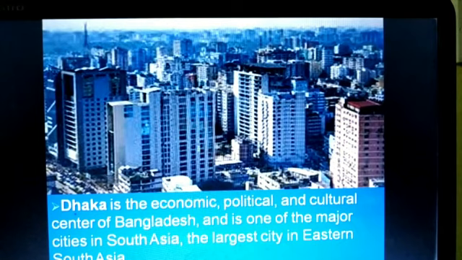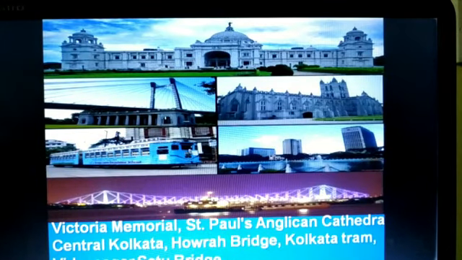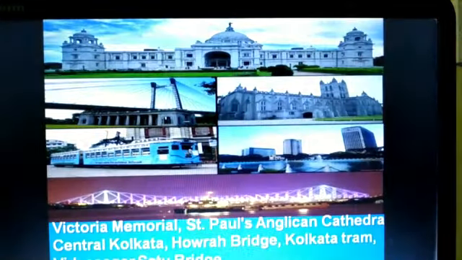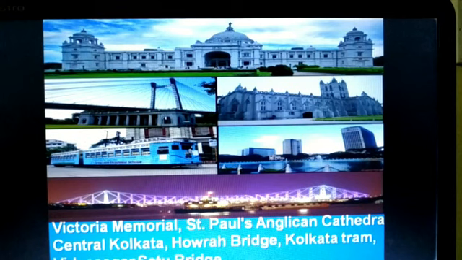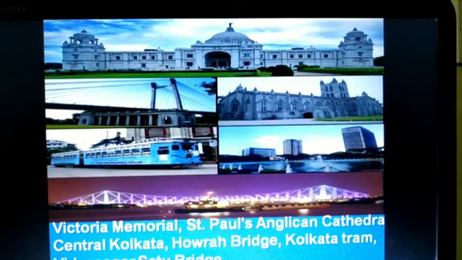They can enjoy Calcutta Harbour, Victoria Memorial, St. Paul's, Central Kolkata, Howrah Bridge, the Kolkata tram system, Vidyasagar Setu. There are many things they can enjoy here, and this system will help us. On one side economic development, on the other side flood will reduce and erosion of the Brahmaputra river will reduce.